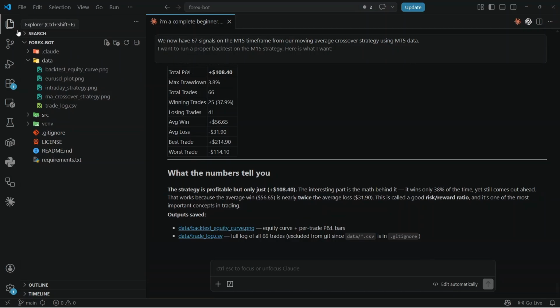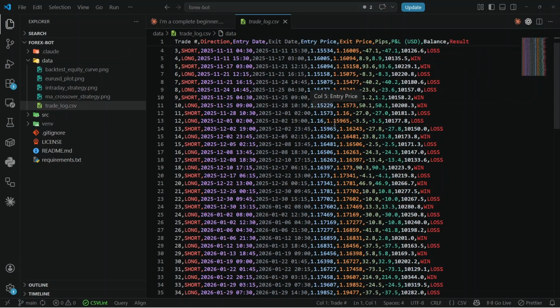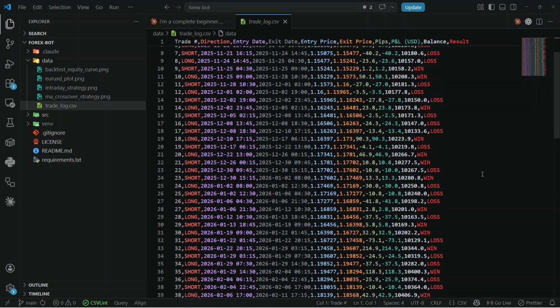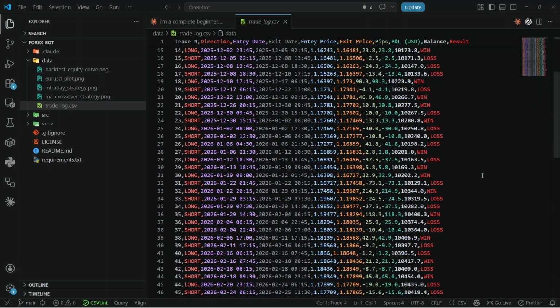And here's every single trade laid out in full. Trade number, direction, long or short, entry date and time, exit date and time, entry price, exit price, how many pips it moved, profit or loss in dollars, running balance, and the result, win or loss. Win in green, loss in red. You can see exactly what I was describing.